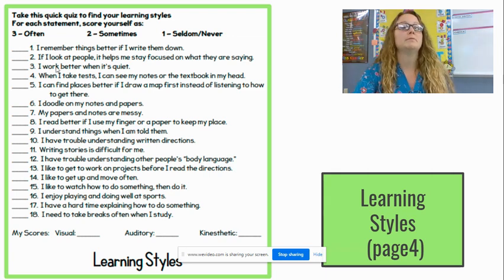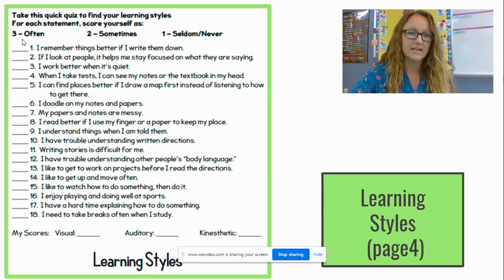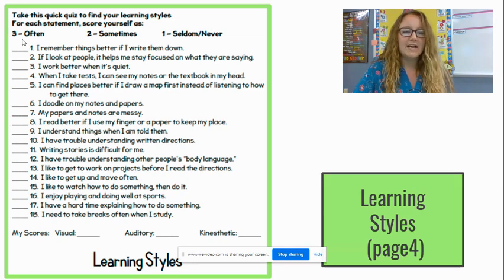Okay, then you would probably put a 3 if that happens often, you constantly find yourself writing things down to remember them. If sometimes, once in a while, you'll get out a sticky note and write something down, you can put a 2. And if that doesn't really apply to you, you never really write things down to remember them, you can just put a 1. Okay, so you'll score every question a 3, 2, or 1.